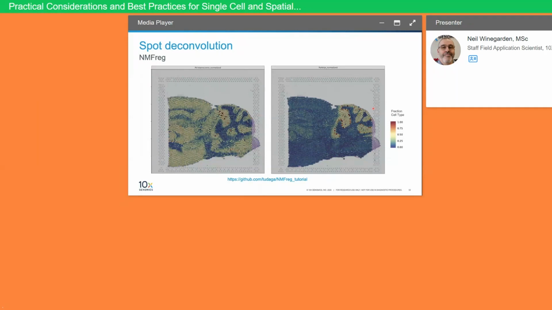NMFreg is being used here to deconvolute the signatures within the hindbrain of an adult mouse. Specifically, in the left panel, the spatial distribution of parvalbumin interneurons is being identified, and on the right, it is signatures for Purkinje cells. Both of these panels are colored by a temperature scale, which shows the fraction of each spot that contains signatures for that cell type.